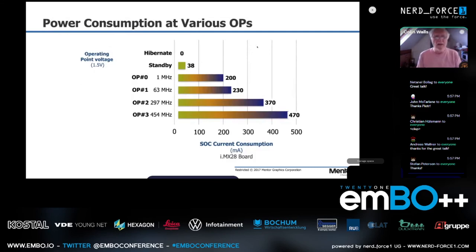At the end of the day, we need to look at the profile for power consumption. And here is our design mapped onto operating points. So here we have hibernate, where we consume no power at all. We have standby, where we consume very little power. And then we have four operating points, basically four different frequencies, which consume from about 200 milliamps up to nearly half an amp.